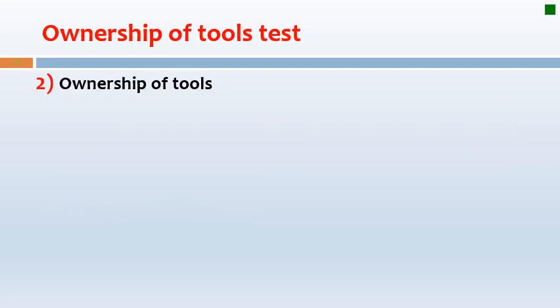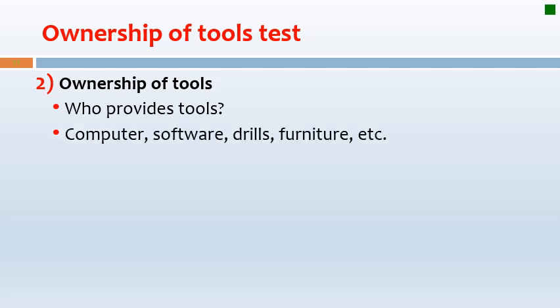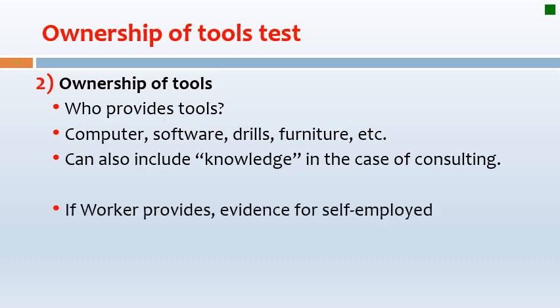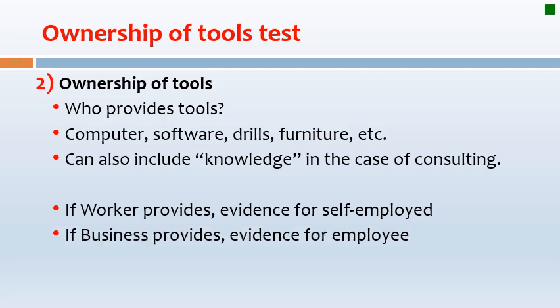This second test considers who provides the tools required to do any given job. Examples of tools could be anything from computers and software, office supplies, to a tradesperson's power tools. If a person provides consulting work to a business, the tool they provide could be considered to be their knowledge and experience that's required to do a certain job. If a worker provides their own tools, this evidence supports contractor status. If a business provides the tools for the job, this evidence supports employee status.